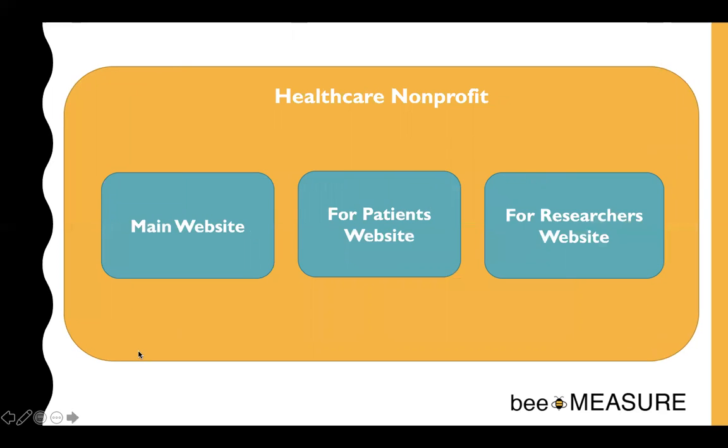For example, a real client example: a healthcare nonprofit has a main website, and then they have two websites that have separate audiences and separate domains. They have one for patients who have this particular condition, and then they have one for researchers who work on researching this condition. They are very different designs, different CMSs, different audiences, so they have different properties.